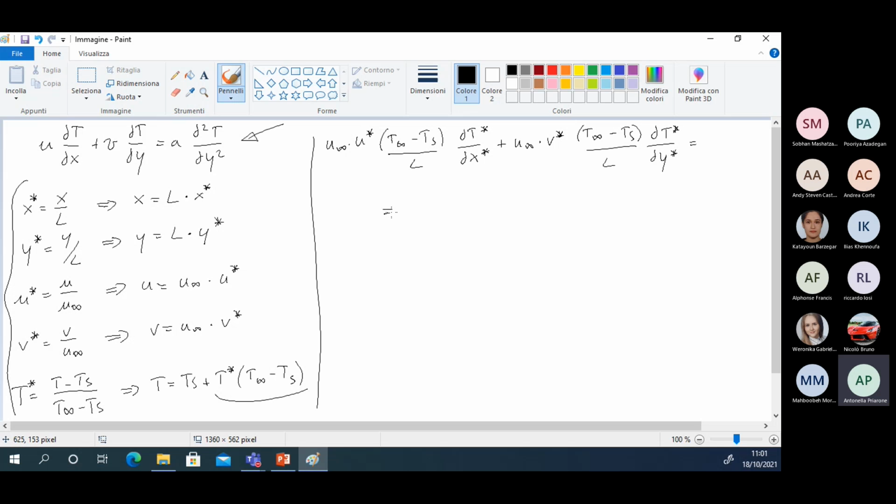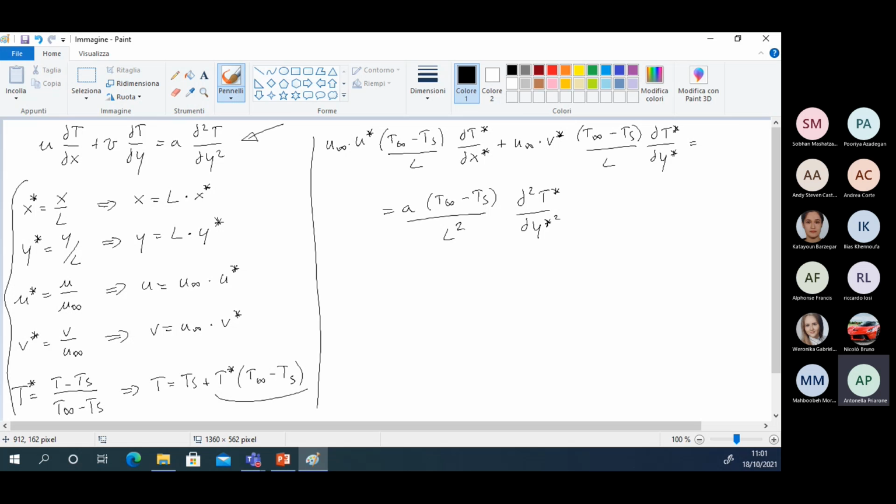Equal to alpha. Here I have the second derivative of temperature in y. So I have again temperature at the numerator. So T infinite minus Ts. Second derivative means L squared, because I have at the denominator something that has the dimension of a length squared, that multiplies the second derivative of T star in y star.